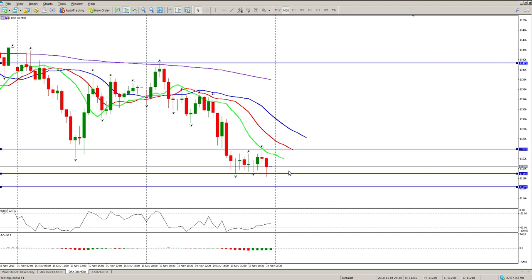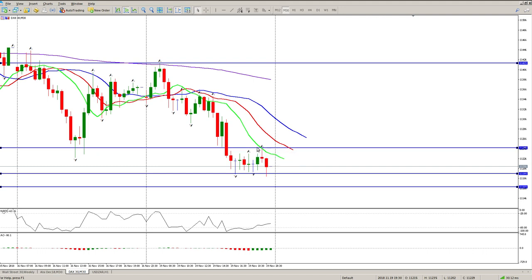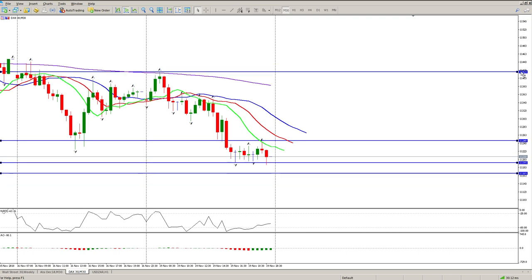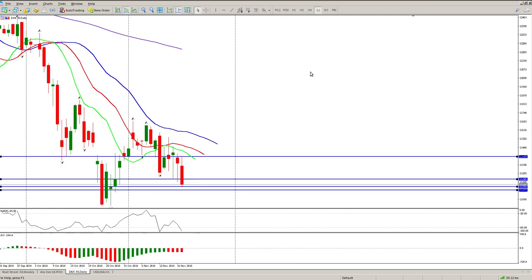Okay, so we've already broken below this level. So look for a pullback, probably to come and test these levels here. Worst case scenario is come back into here, but this top fractal is your stop level. So 11,240, I would say 11,250. Yeah, 11,250 is your stop level, and you're looking for shorts on any pullback. So you pick the gap down, and then maybe a bit of a pullback or sideways, and then another move to the downside.